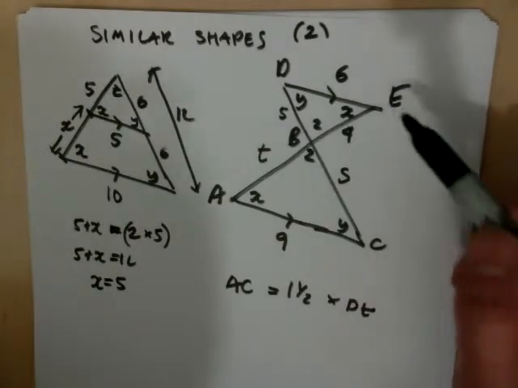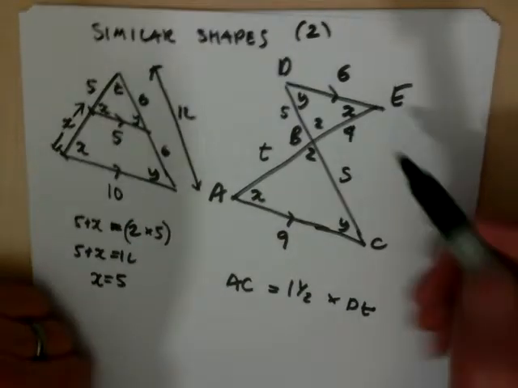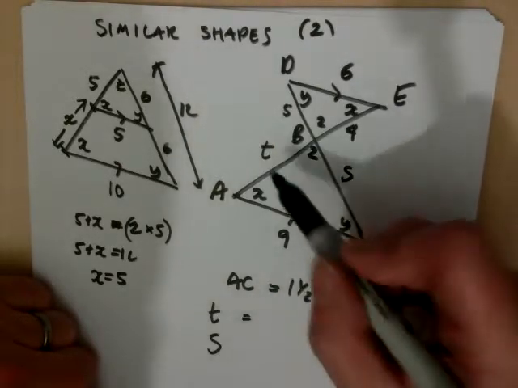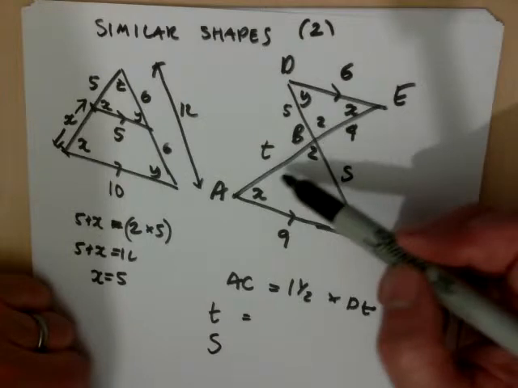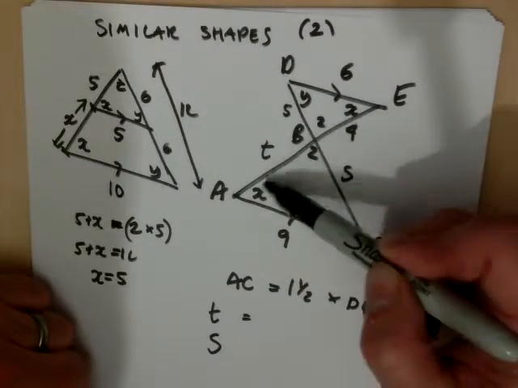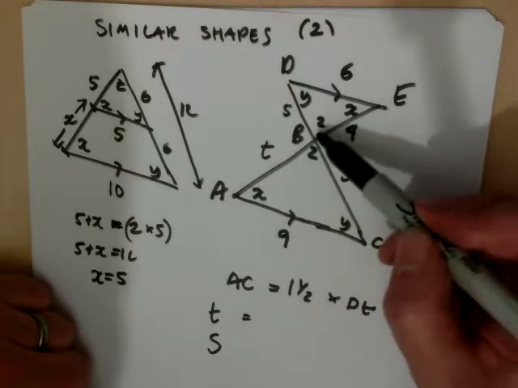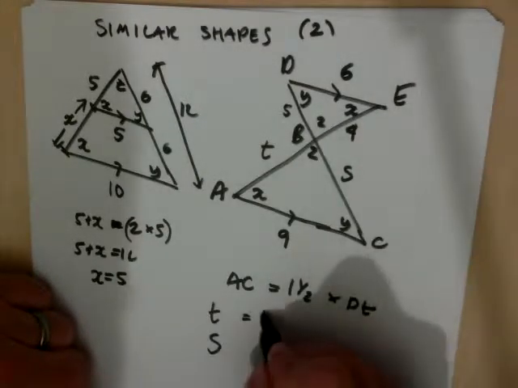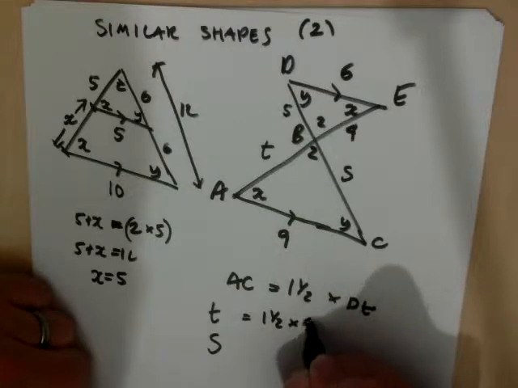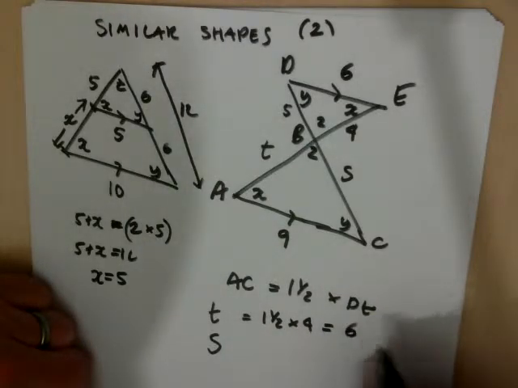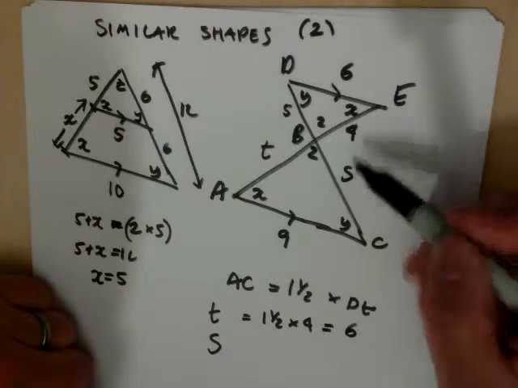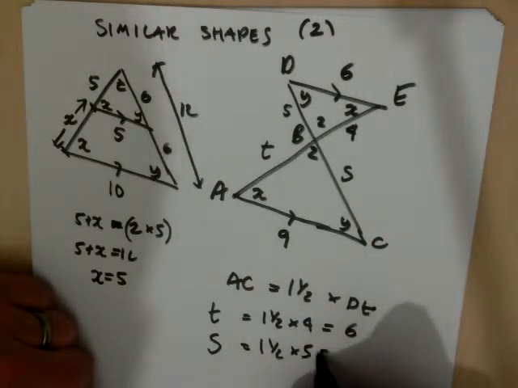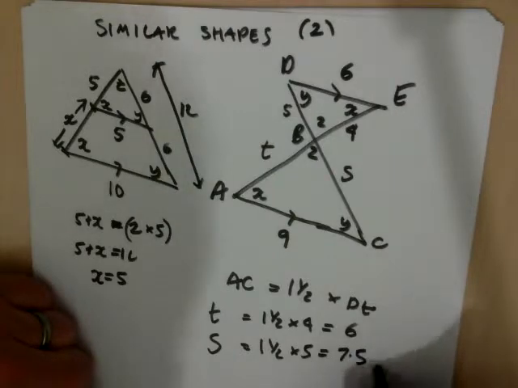Now because the triangle's sort of been flipped, we've got to be careful that they correspond. We get T and S the right way around. If you look at T, then T has the angle z at the top and the angle x at the base. So T is going to correspond to B to E. So T will equal 1.5 times 4, which you should realise is 6. And S will equal 1.5 times 5, which will equal 7.5.